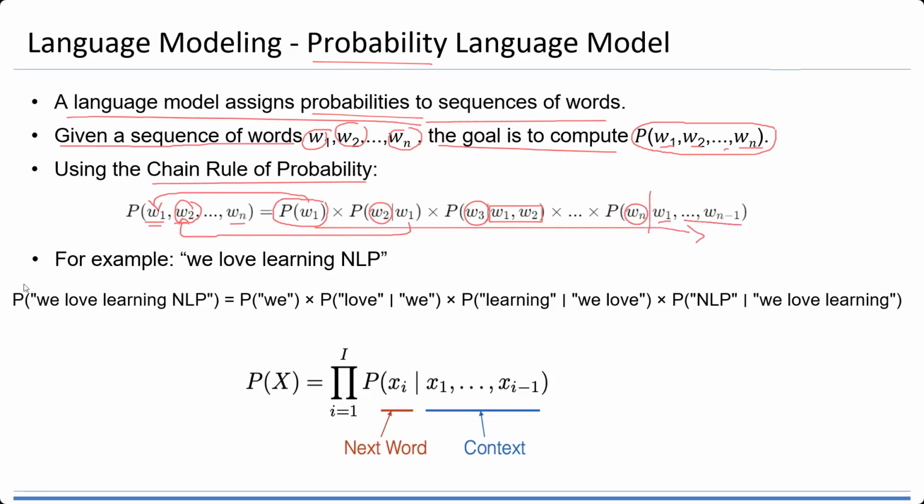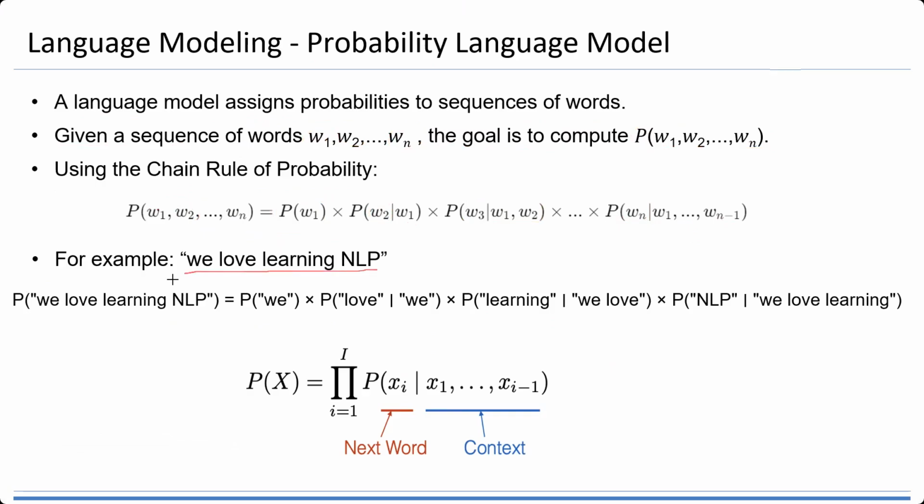So, for example, I have a string: We love learning NLP. Then, using the chain rule of probability, we can check the probability of the sentence. First, we check the probability of the word "we" only. And then we multiply with the probability when the word "love" appears after "we". And then we multiply by the probability when the word "learning" appears after "we" and "love". And the last, we also multiply with the word "NLP" given "we love learning".